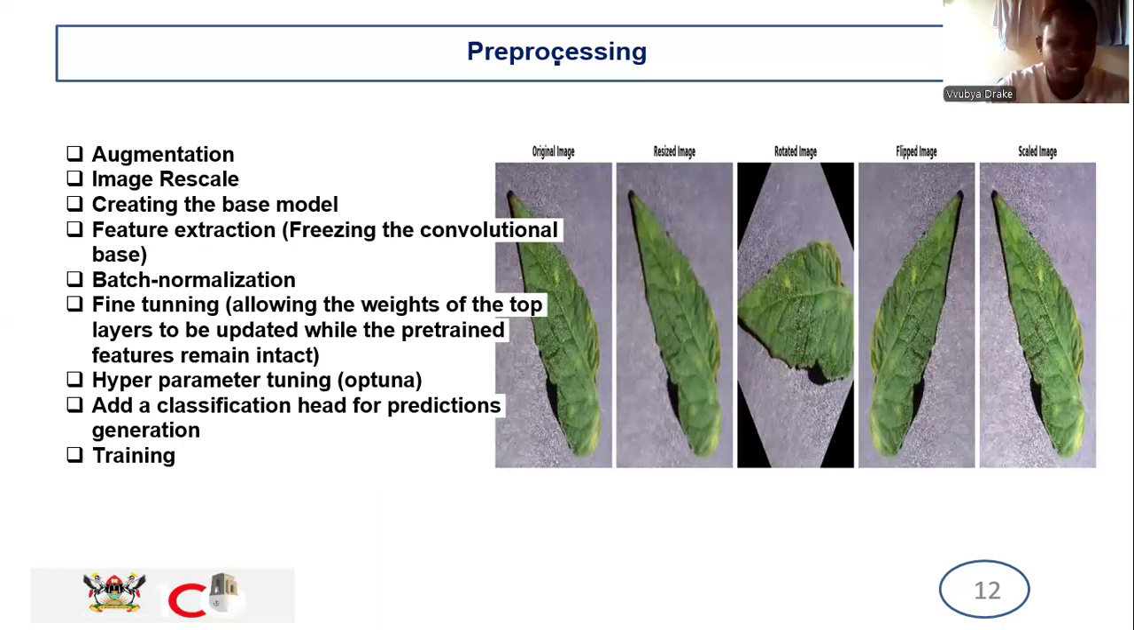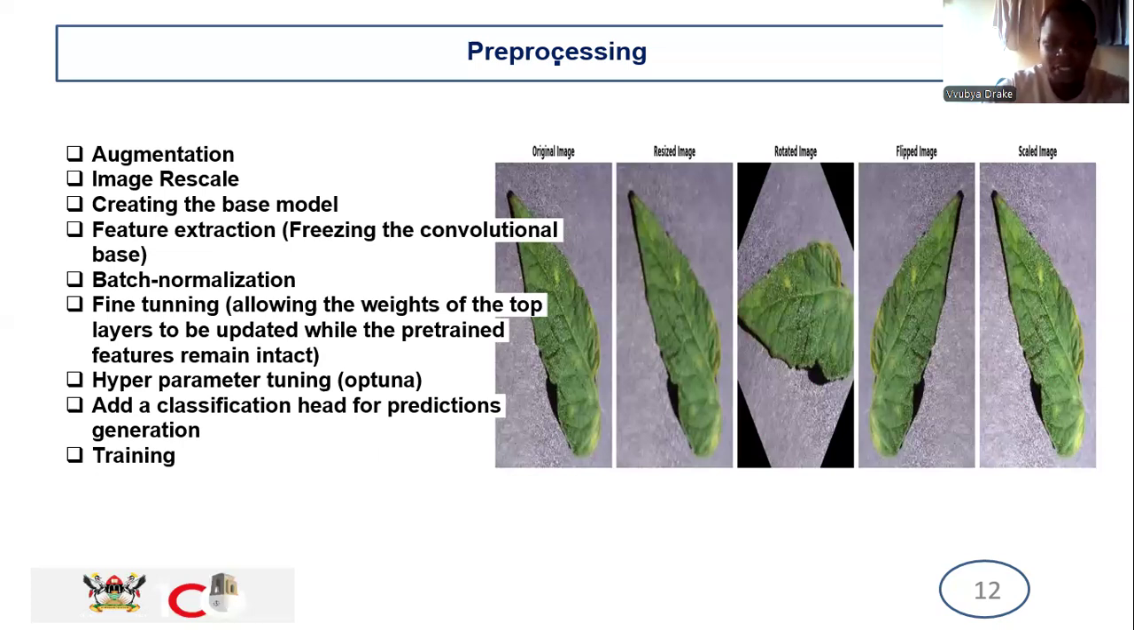Then we did batch normalization. Through this, new fully connected layers were added to the model and adapted specifically for tomato leaf disease. That is under fine-tuning, allowing the weights of the top layers to be updated while the pre-trained features remain intact. These layers were trained on the tomato leaf dataset, allowing the model to learn the specific features that differentiate between the different classes. So the extracted features were passed through the newly added fully connected layers.